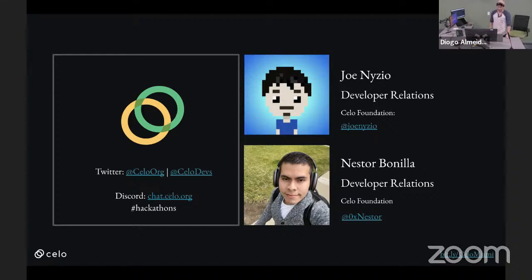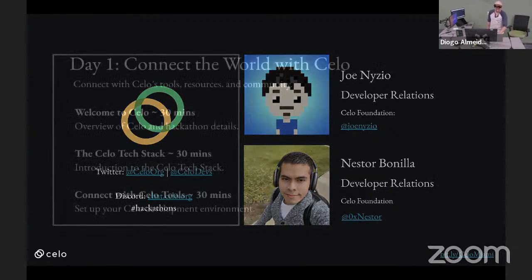I'm Joe Nizia. I'm on the developer relations team at Celo. I've been here for about a year now. I joined originally because I fell in love with the mission and had some technical background. I've been coding on Web3 since and just trying to help people get excited about the project. Along with me, we'll be going back and forth between us, we have Nestor, he's on the team too. So we'll see him in a little bit. He's on developer relations and happy to have him.